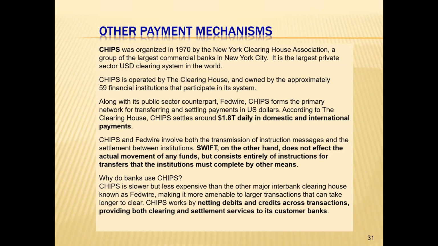Fedwire is a gross clearinghouse. So the amount that they send, they settle them individually, as we said previously with regard to Fedwire. Okay, whereas CHIPS, they net out their total debits and their total credits at the end of each day.